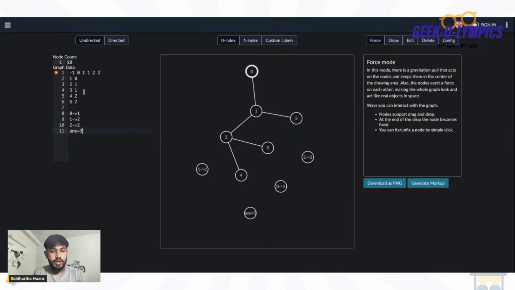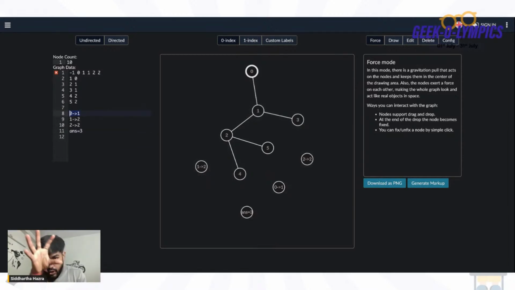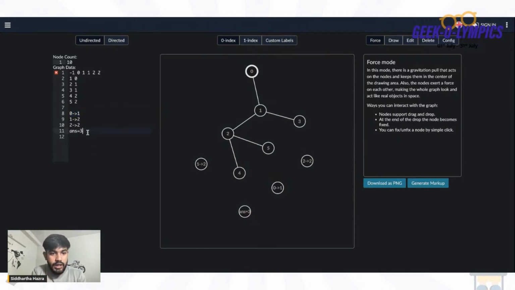Now if the root node has fewer than 2 neighbors, we would decrease the answer by 1. Okay, so now if you observe, 0 has the number of neighbors 1, which is less than 2. So we would get to 2.